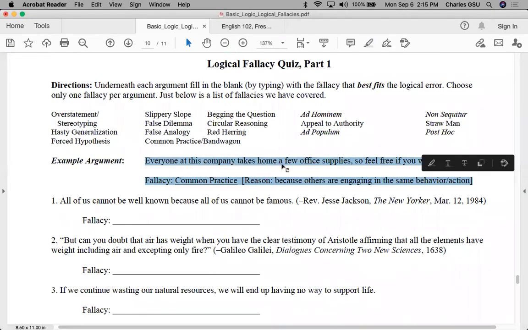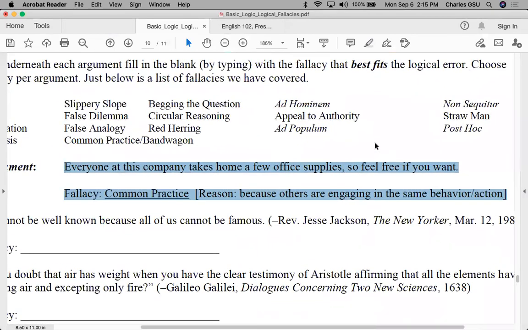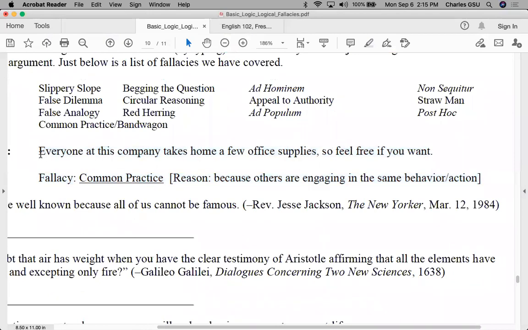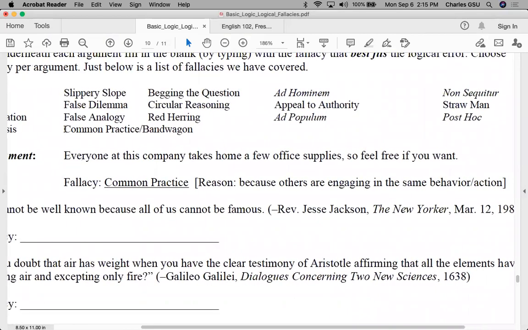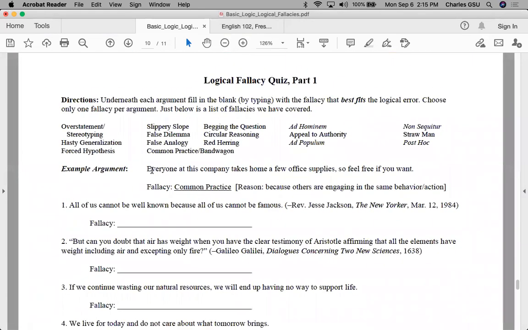So here's an example that I give you. Everyone at this company takes home a few office supplies, so feel free if you want. Kind of line of reasoning we've heard from some people, that everyone is doing it, so to speak, right? And the fallacy that's being committed here is called either common practice or bandwagon. And the reason for it is because others are engaging in the same behavior, right? So in the quiz, you would be presented with this statement and then a multiple choice list of the possible answers, and you select the correct one.